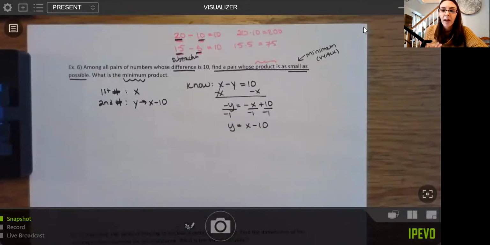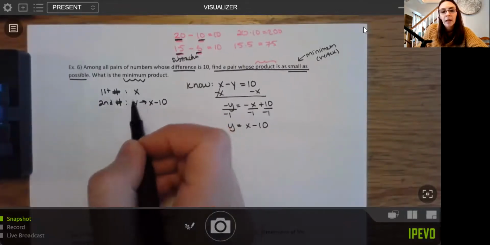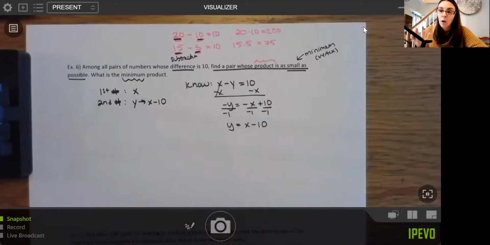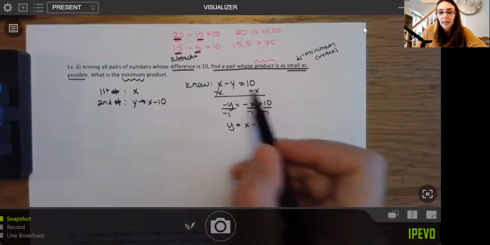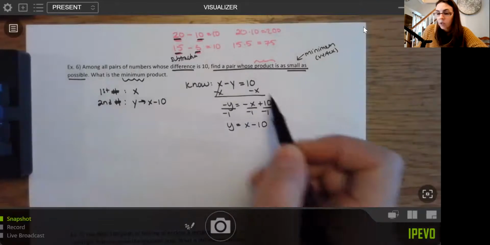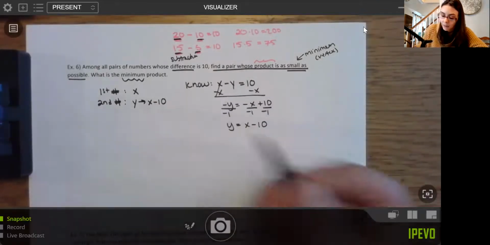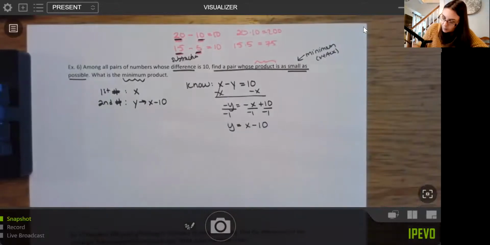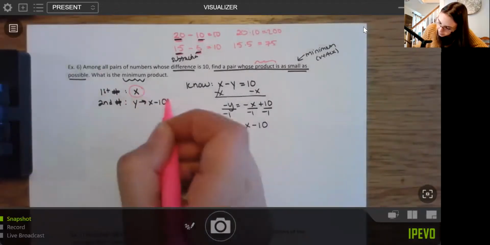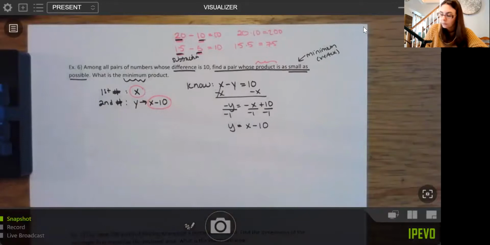So here's kind of a new strategy. I started with x and y, and found a way to relate them. I know that if I subtract them, I get the value of 10. So I'm able to use my skills of solving for a variable to now rewrite the y in terms of x. So for my first expression, I'm using x. And then for my second expression, I'm using x minus 10.